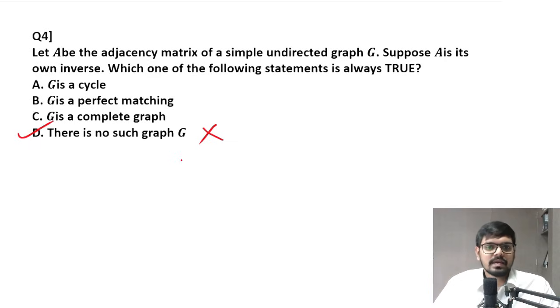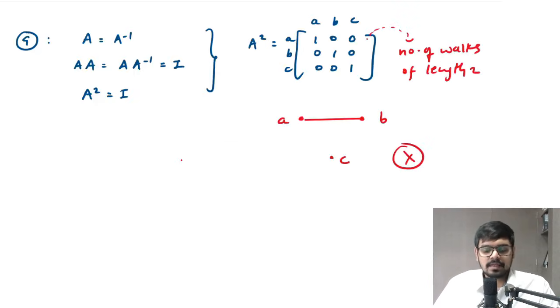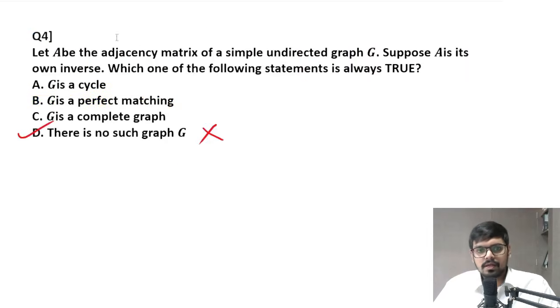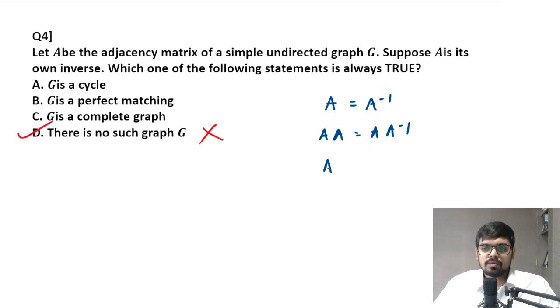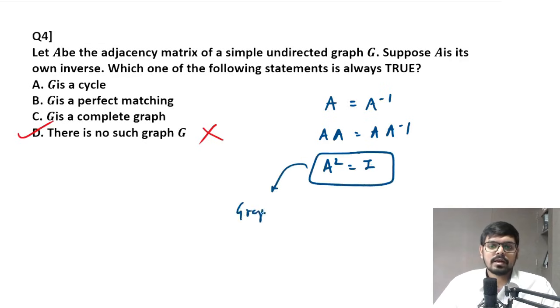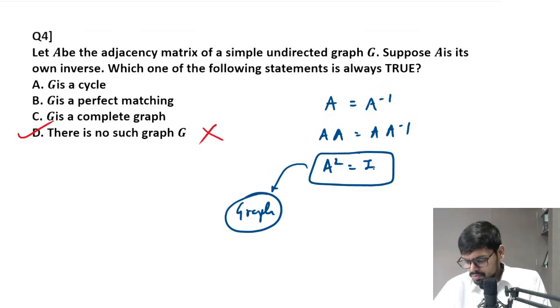Okay, so the correct answer is actually B. Why? Let us investigate. The very first step is to analyze the data. The data is saying A matrix is its own inverse. So A is equal to A inverse. Pre-multiply A on both sides. Then, as per matrices, A into A is A square, and A into A inverse is the identity matrix. So A square is the identity matrix. From this data, can you generate a graph? Obviously, since it is the identity matrix, primary diagonal elements are 1, other elements are 0. So we can create it, sir, no issue.